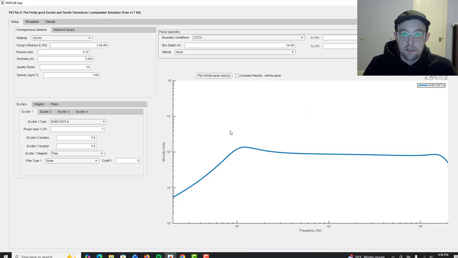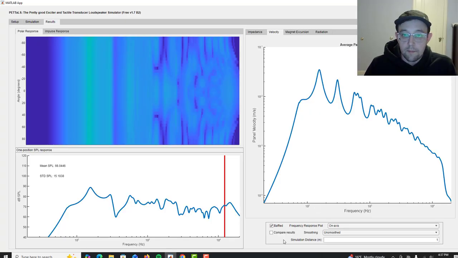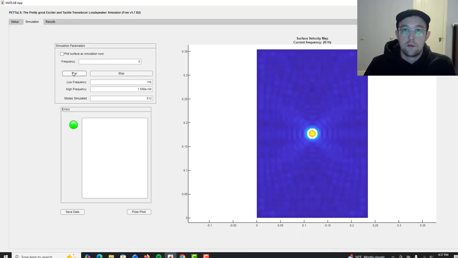So, because I said here that the bandwidth of the speaker is probably going to be about, let's just say, 116 to 15,680 hertz, let's only simulate, just for the fun of it, the bandwidth in that region. I'm going to compare the results to the previous results, and we'll run this now.